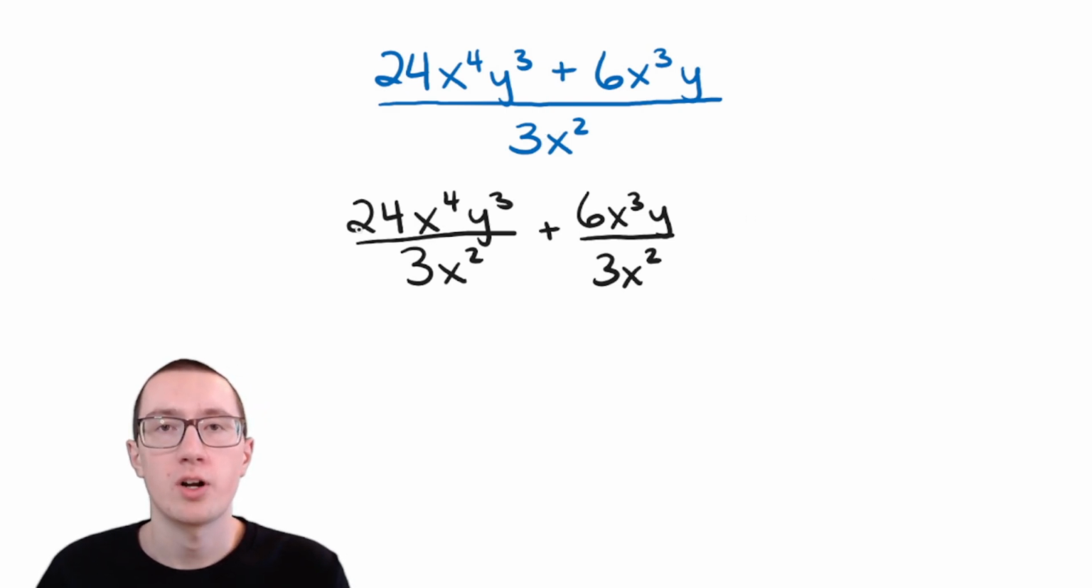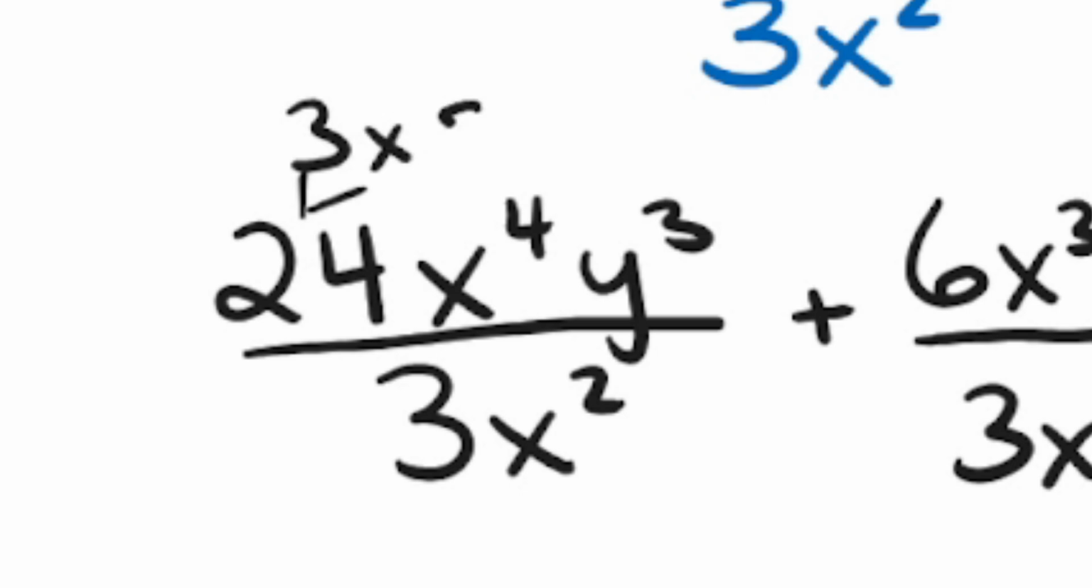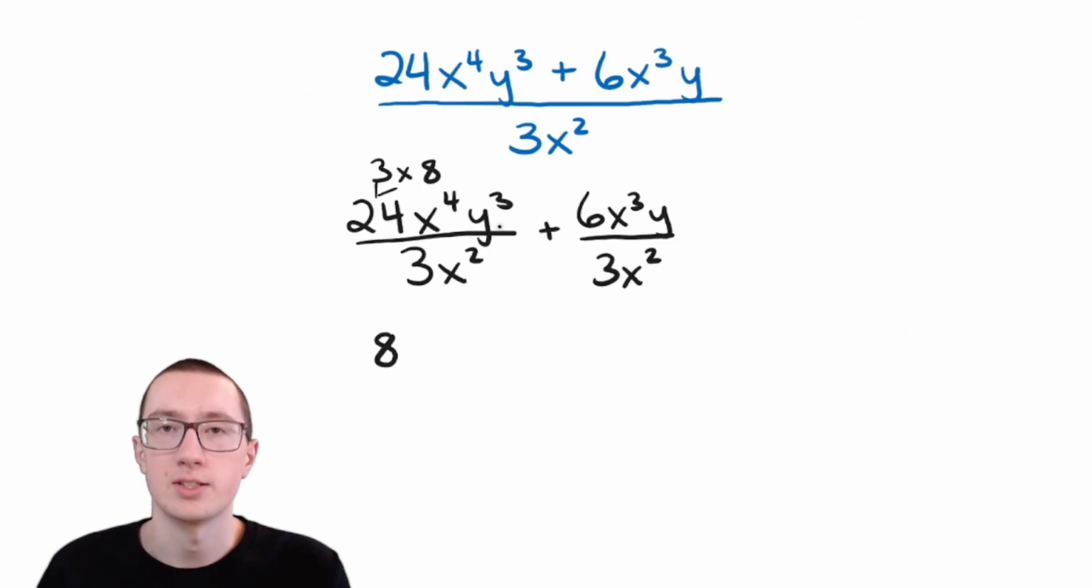So first of all, can we cross out any numbers here? Well, you might be able to say no because we have a 24 at the top and a 3 at the bottom, but we can just do division. 24 divided by 3 is 8. So we're going to have 8 at the top. Or another way you could have thought of that is 24 is the same as 3 times 8. And now we have a 3 at the top and a 3 at the bottom. So they cross out.